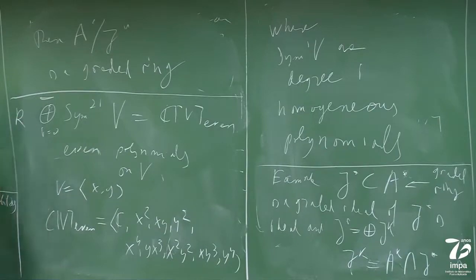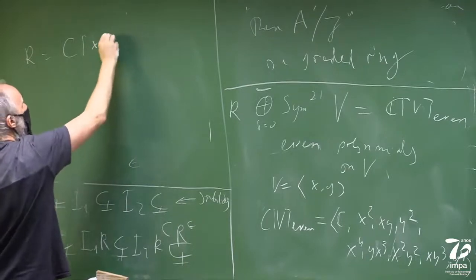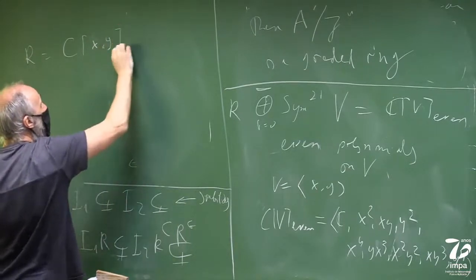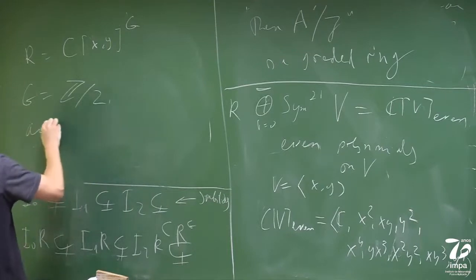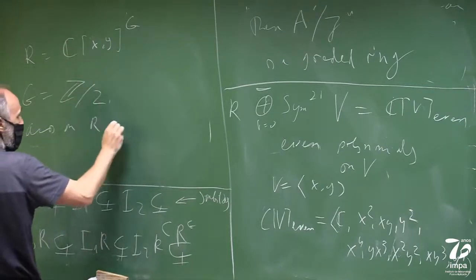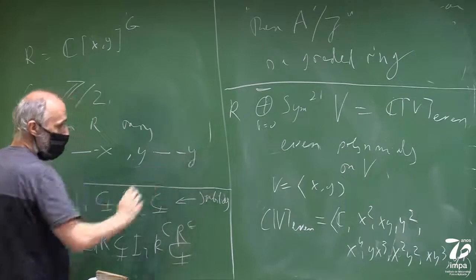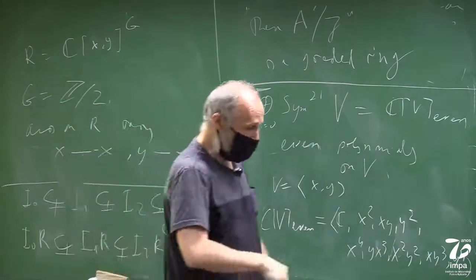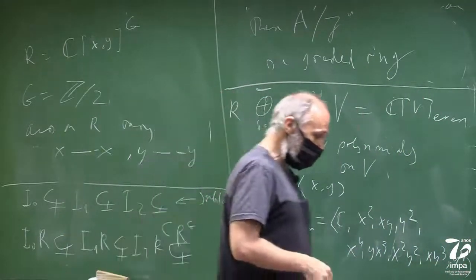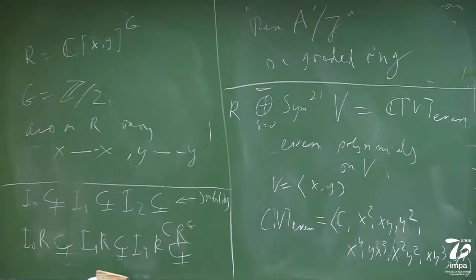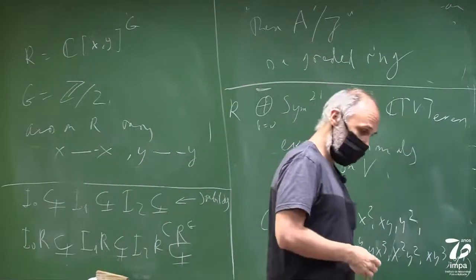So this ring, let's call it R, is the polynomials in X, Y invariant under the group G, where G is Z/2, a group of order 2, acting on the polynomial ring taking x to minus x and y to minus y. So this is clearly an automorphism of the polynomial ring, which is equal to 1 on homogeneous even polynomials, and equal to minus 1 on homogeneous odd polynomials. So its invariant space is precisely the even polynomials.